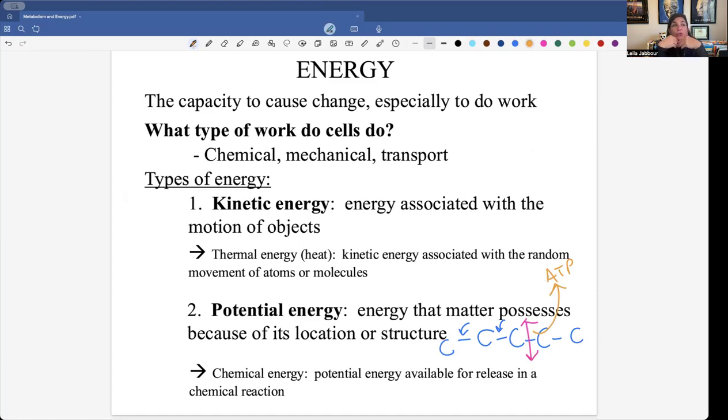And also, wherever you're located as an entire organism, that's also a source of energy. For example, the example that I want to illustrate with a picture is on the next slide. So this is chemical energy. Chemical energy is potential energy available for release in a chemical reaction. So that's what I drew here on the side. And here, thermal energy is a form of kinetic energy, and that's associated with the random movement of atoms or molecules.